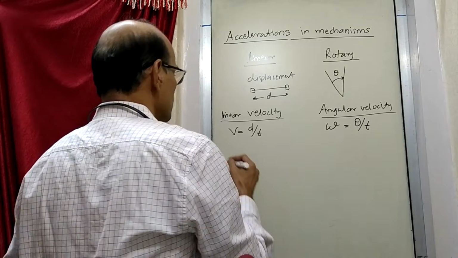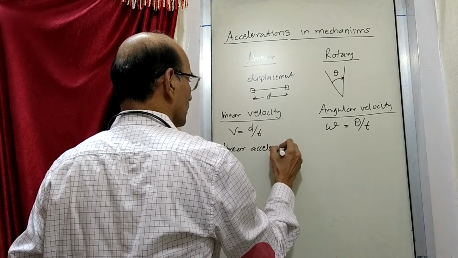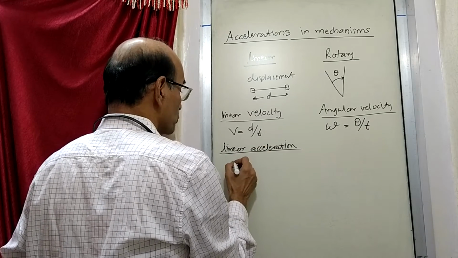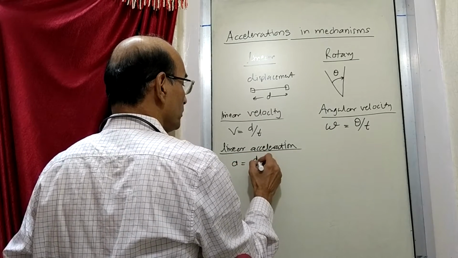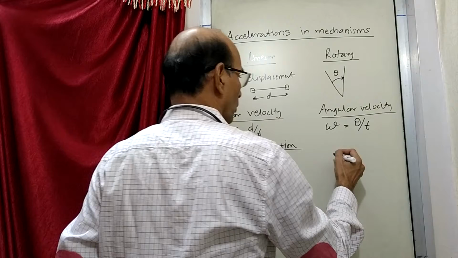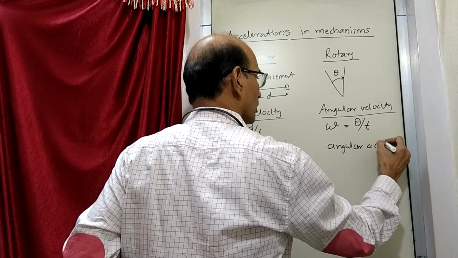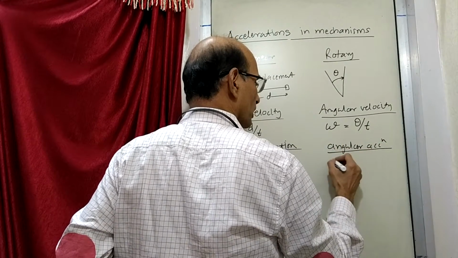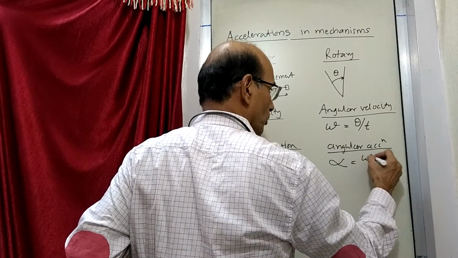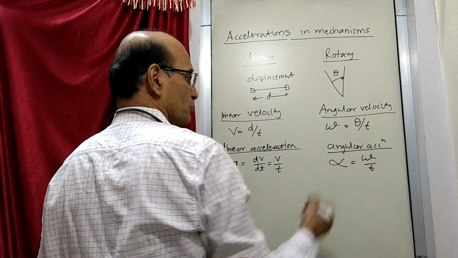Then there is linear acceleration, which we say is change in velocity per unit time. So this acceleration we show by dv upon dt, change in velocity upon time. And here it is denoted by the angular acceleration, which is denoted by the letter alpha, and this angular acceleration is given by change in omega upon t. This is velocity upon t, and this is angular velocity upon t.